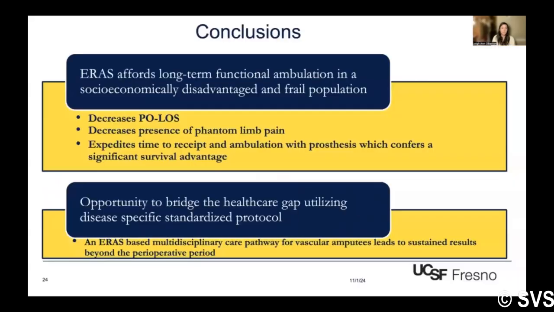So in conclusion, ERAS really does afford long-term functional ambulation in a socioeconomically disadvantaged and frail patient population. We can decrease post-op length of stay, we can decrease phantom limb pain, and we can expedite time to receipt and ambulation with a prosthesis, which does confer a significant survival advantage in this community. And this really gives us an opportunity to bridge that healthcare gap utilizing a disease-specific standardized protocol. An ERAS-based multidisciplinary care pathway for vascular amputees will lead to sustained results beyond the perioperative period.